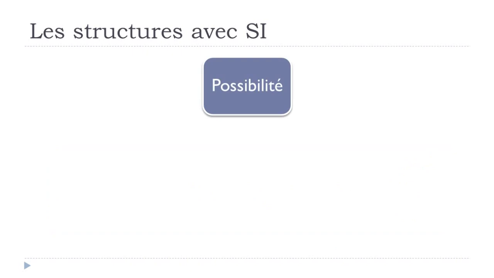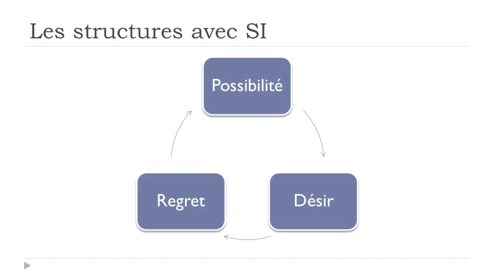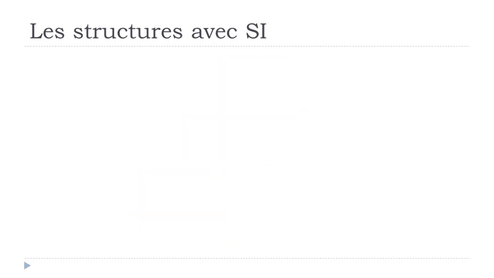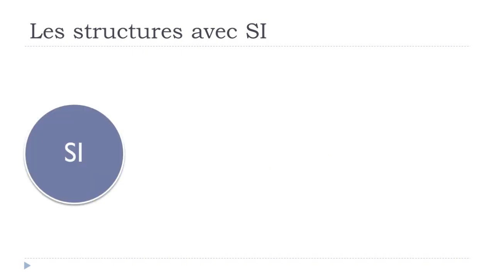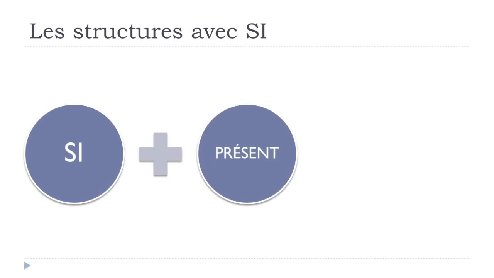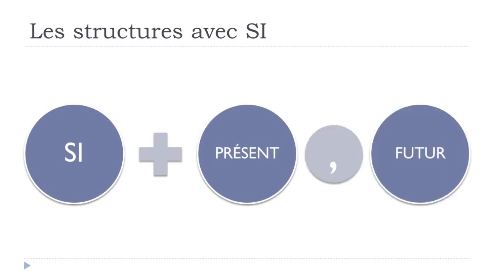So let's start now. The first option we'll have is if we want to express la possibilité. The second one, le désir, and the last one, le regret. Okay, so possibilité, possibility, désir, desire, and then regret, regret. And so we'll start with la possibilité. So if we want to express this possibilité thing, the first option we'll have is si, and it will be constructed with the présent, and it will be followed by le futur.